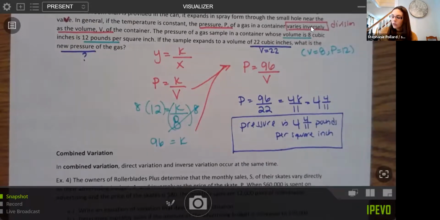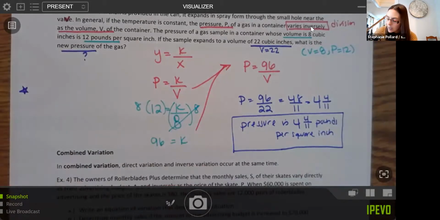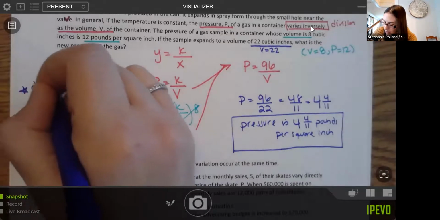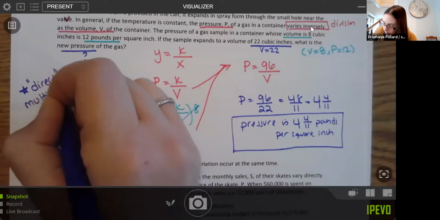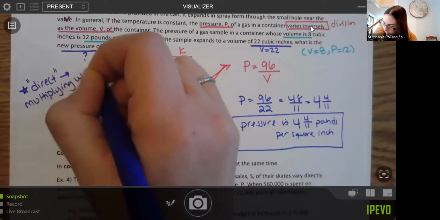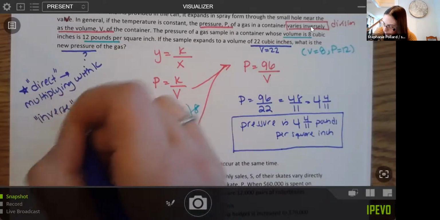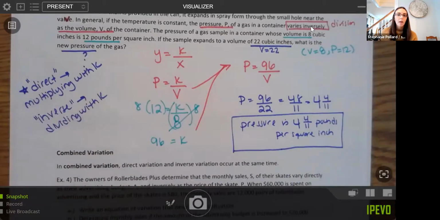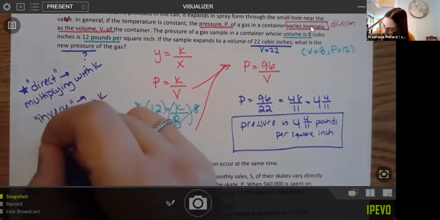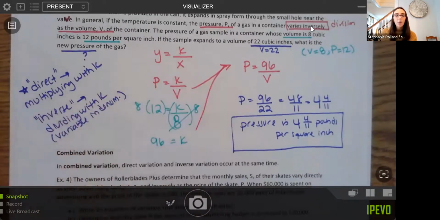So again, what I really want to drill home, and I keep repeating myself because this is something that students make mistakes on a lot with this section, is when you hear that word direct in your formula, you are multiplying with K. And when you hear that word inverse, you are dividing with K. Okay, so K is still always on top, but that other variable is going into the denominator.